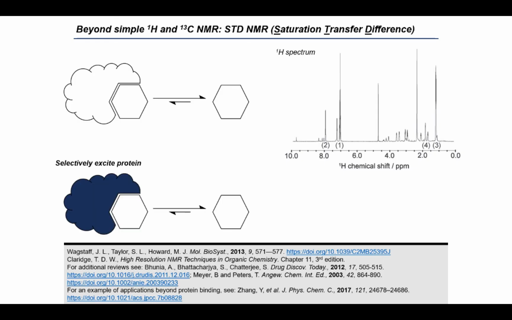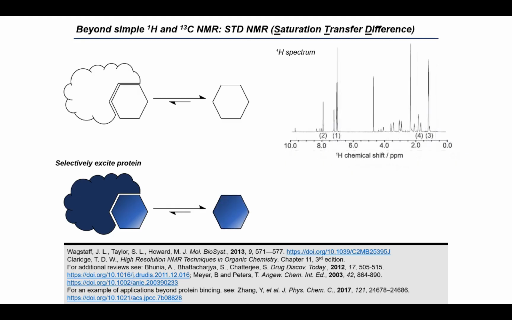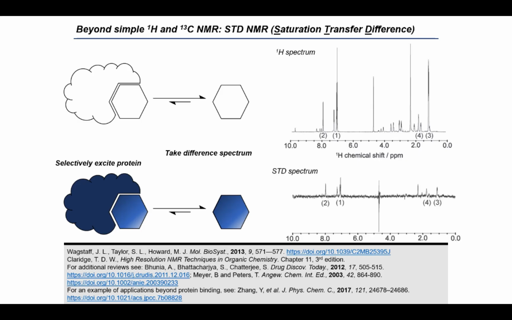What you can then do is selectively excite just the protein, and that excitation will be transferred through the chemical bond over to the bound ligand, which can then detach and go free into solution. What we then do is take another spectrum and take the difference between that spectrum and the pure proton spectrum. And what this does is it only highlights the bits that are most involved in the binding.